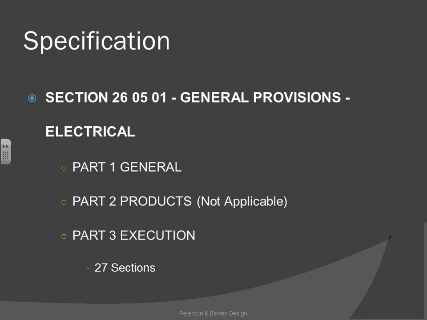I just wanted to break one out real quick to show you guys. This was section 26 05 01, general provisions. Basically, this is a breakdown of what we have to do overall for the electrical side. Part one is the general, basically what we have to do. Part two is products, but for this spec it wasn't applicable. We didn't have to use it. Part three is the execution.